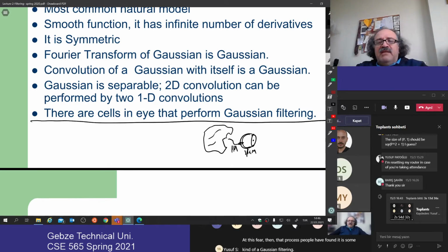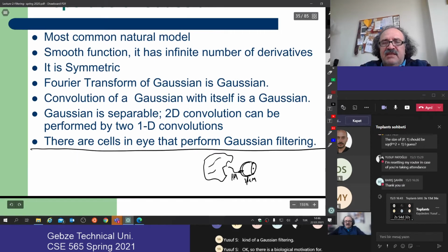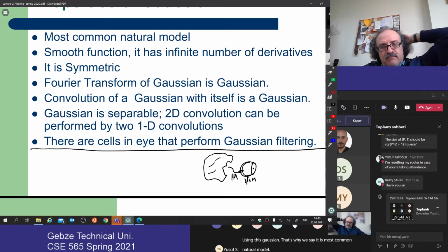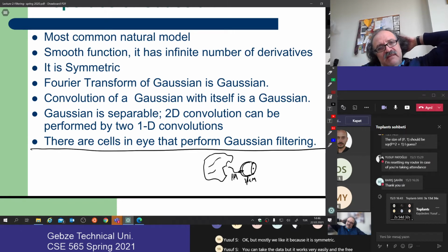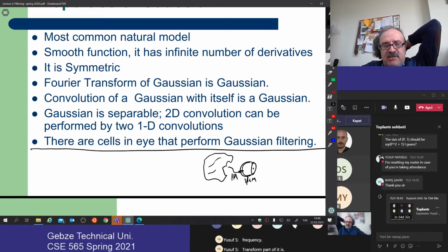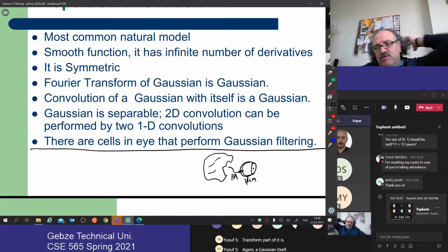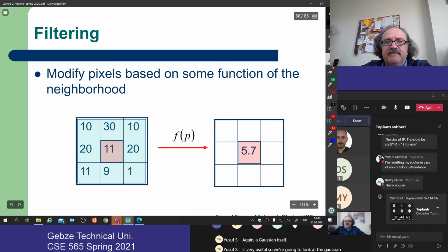Okay, so there is a biological motivation for using this Gaussian. That's why we say it is most common natural model. But mostly we like it because it is symmetric. You can take the derivatives of it very easily, and the frequency transform part of it is again a Gaussian itself. It's very useful. So we are going to look at the Gaussian a lot.